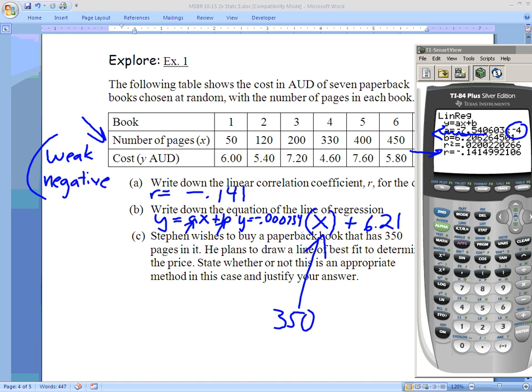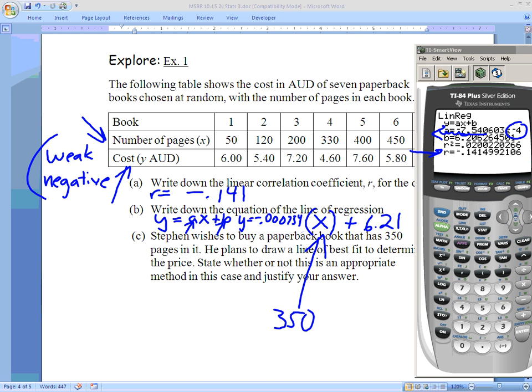Negative 0.000754 times 350 plus 6.21. And we would have an answer, and that would estimate our y value, which is our cost. So that's how we would use this equation to make a prediction. Well, they're not actually asking us to make the prediction. They're just saying, is this going to be a good fit or not? Is this going to be a good prediction? And there's definitely one big reason why this is going to be a terrible prediction.